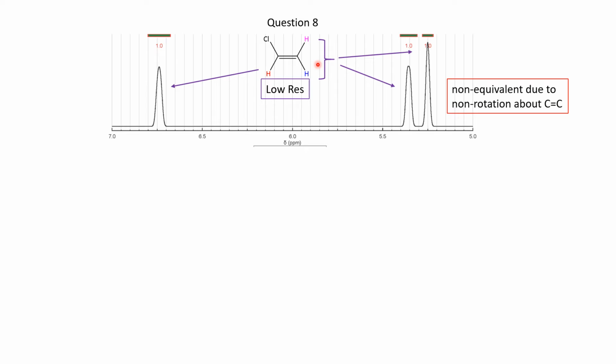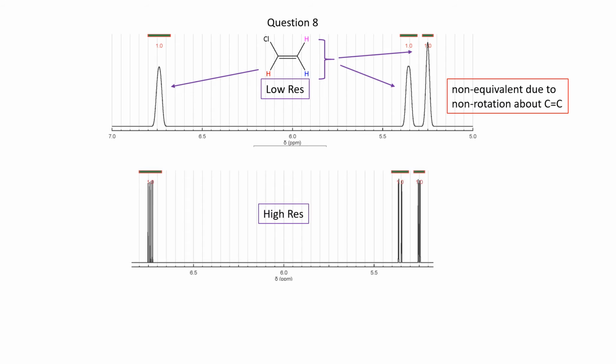Now I'm not going to worry about assigning which one of these is blue and which one of these is pink, because we're really not into it to that great detail. What I want you to see from that is that these are not the same hydrogens because of the non-rotation around the carbon-carbon double bond. You're always going to have the pink one next to the chlorine and the H1, the blue one, next to the red one.